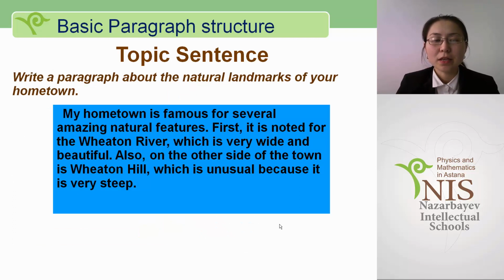Now, let's write a paragraph about the natural landmark of your hometown. This is the first topic sentence, or we can say that this is the first bun. My hometown is famous for several amazing natural features. First, it is noted for the Wetton River, which is very wide and beautiful. Also, on the other side of the town is Wetton Hill, which is unusual because it is very steep.